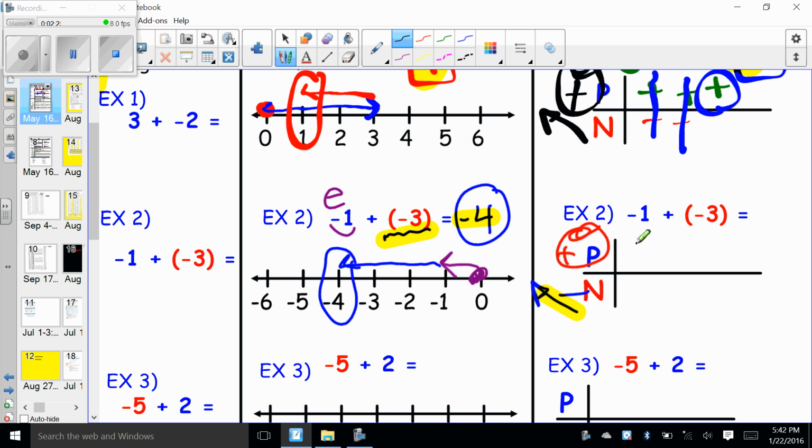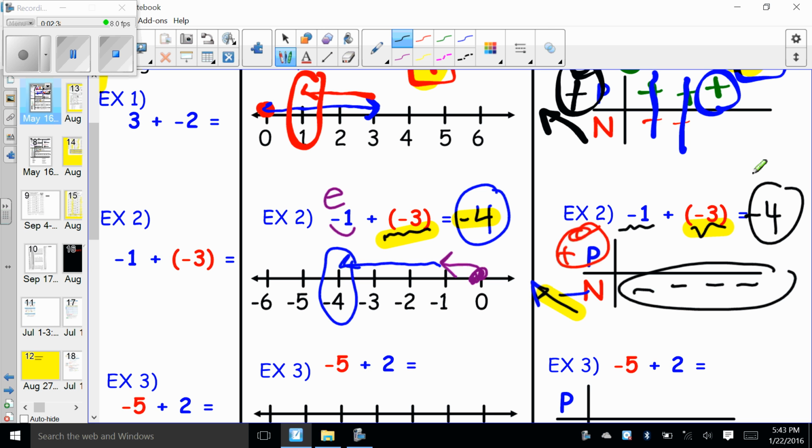We should end up with a negative 4 over here too if we've done it correctly. So we don't have any positives actually in this chart at all, but we do have some negatives. We have negative 1 and negative 3. So our relationship then is that we end up with negative 4 coins in our chart.